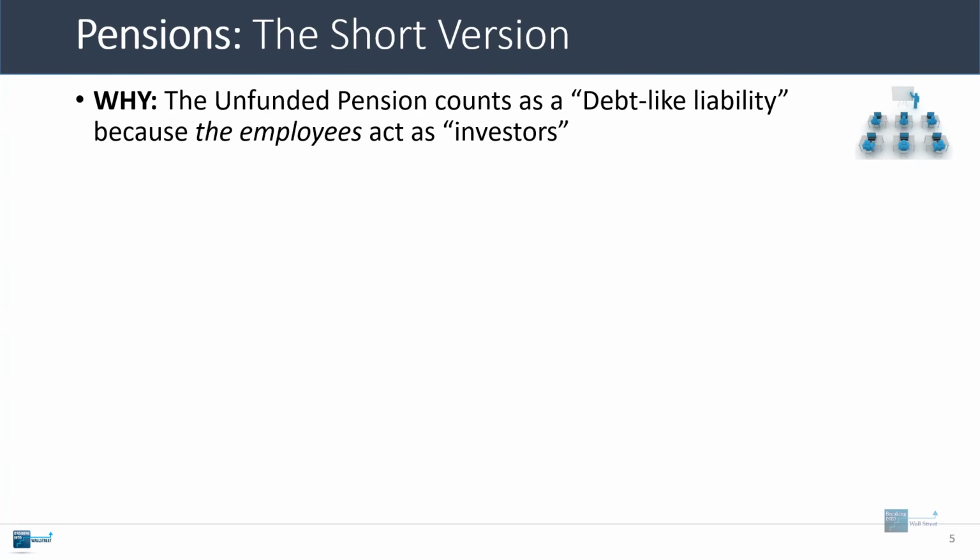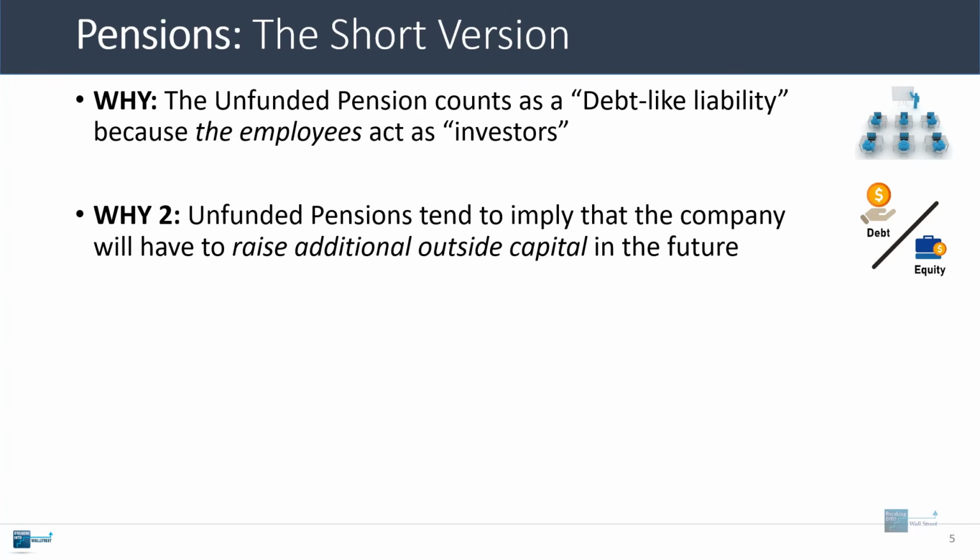So they're accepting a lower salary today so the company can keep operating, in exchange for higher payments in the future, later on after they retire. Another reason you do this is because unfunded pensions tend to imply that the company will have to raise additional capital in the future, either debt or equity or both, to actually pay the benefits to the employees.